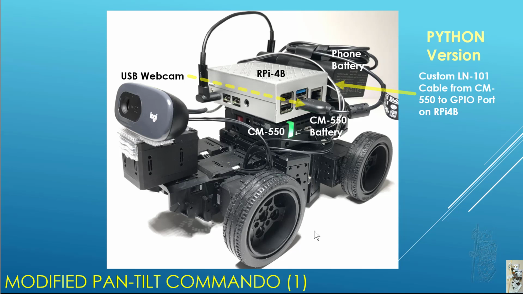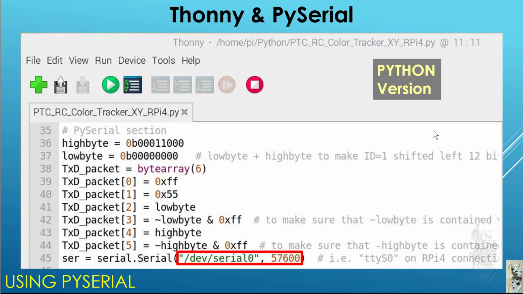So in the Python version, in the previous demonstration, I was just using a custom LN101 cable from the CM-550 to the GPIO port of the RPi-4B. When we did that, we were using Thonny and PySerial, and the device of course was /dev/serial0 at 57K.